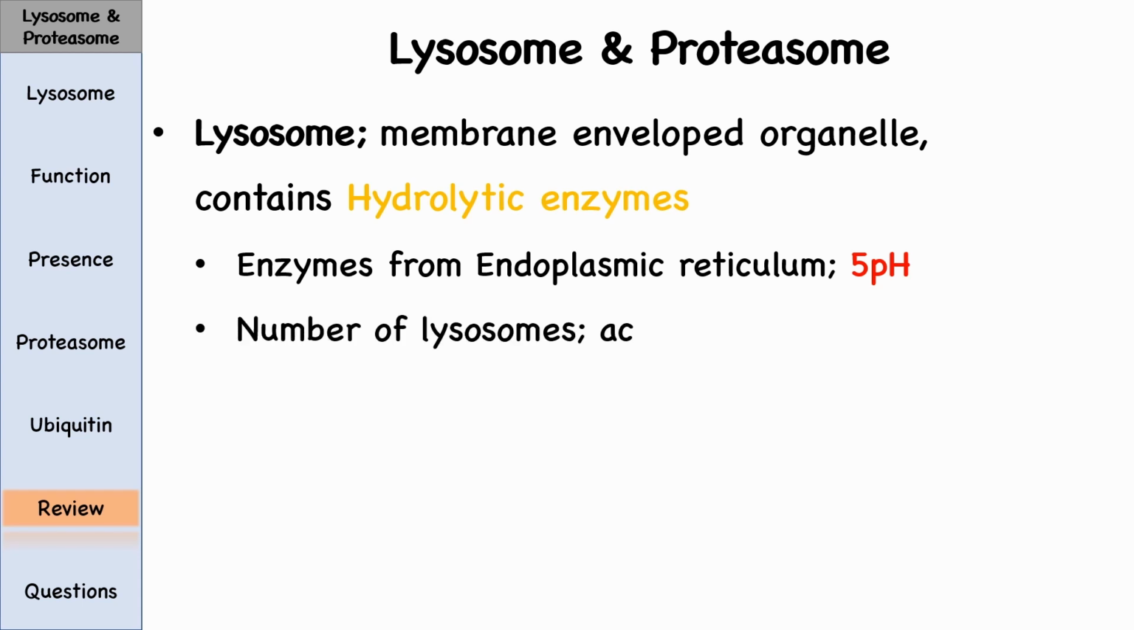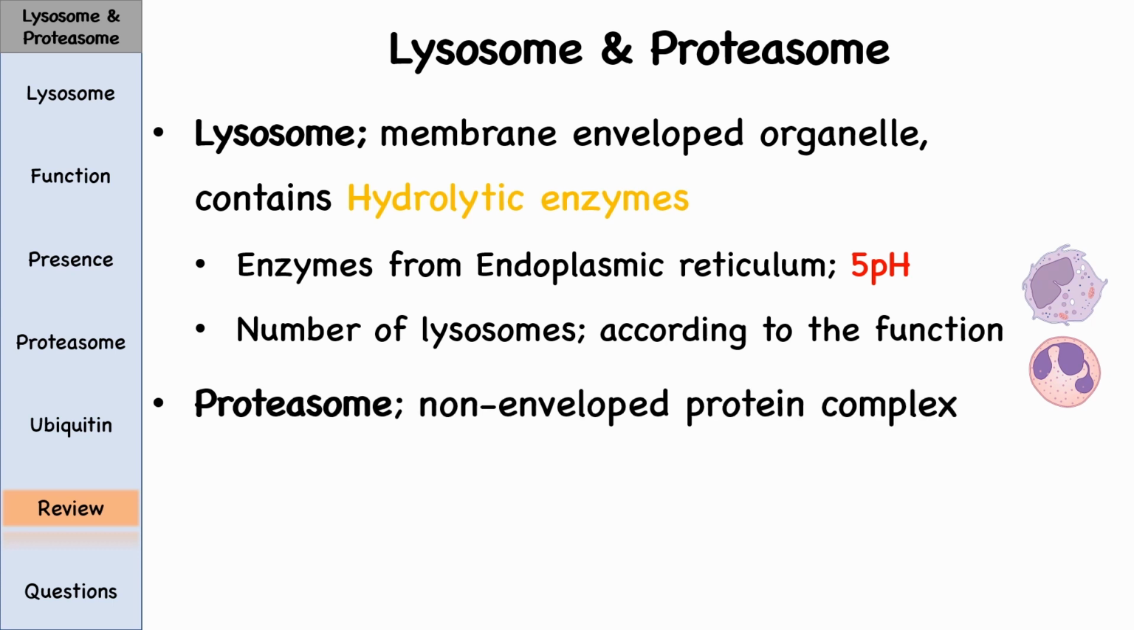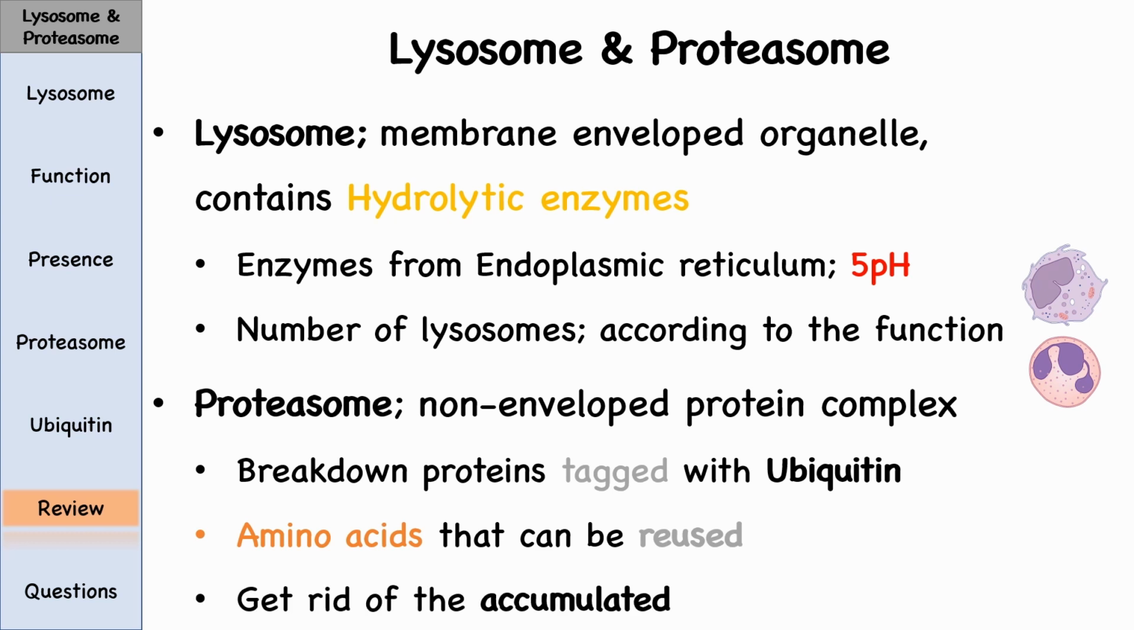The number of lysosomes varies according to the function of the cell, and they are abundantly present in some white blood cells. As for the proteasome, it is a protein complex not enveloped with any membrane that breaks down proteins tagged with ubiquitin into amino acids that can be reused to make other proteins. This is to either get rid of the accumulated proteins or the denatured ones.